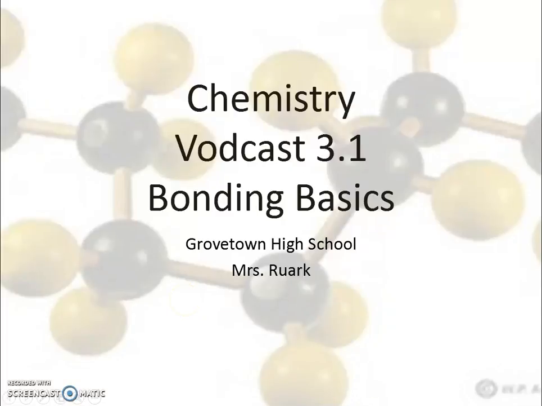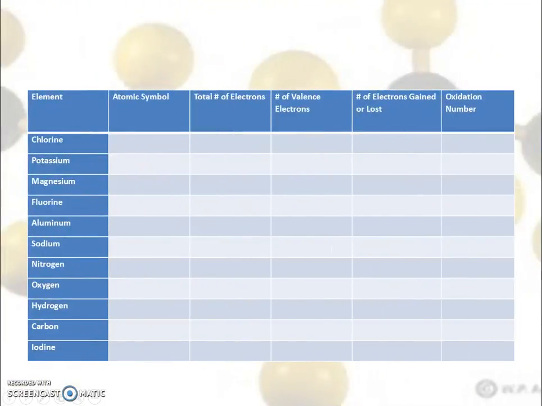This is Vodcast 3.1, where we're going to start talking about bonding and how the atoms bond, or how the elements bond together, and what kind of bonds they make, and then we can really start getting into this chemistry stuff. Looking at your Vodcast notes, we're going to fill in a handful of these, but not all of them. I'm going to have you fill in the rest, because you should know how to do this by now. You just need me to show you what all this means, and that's okay.